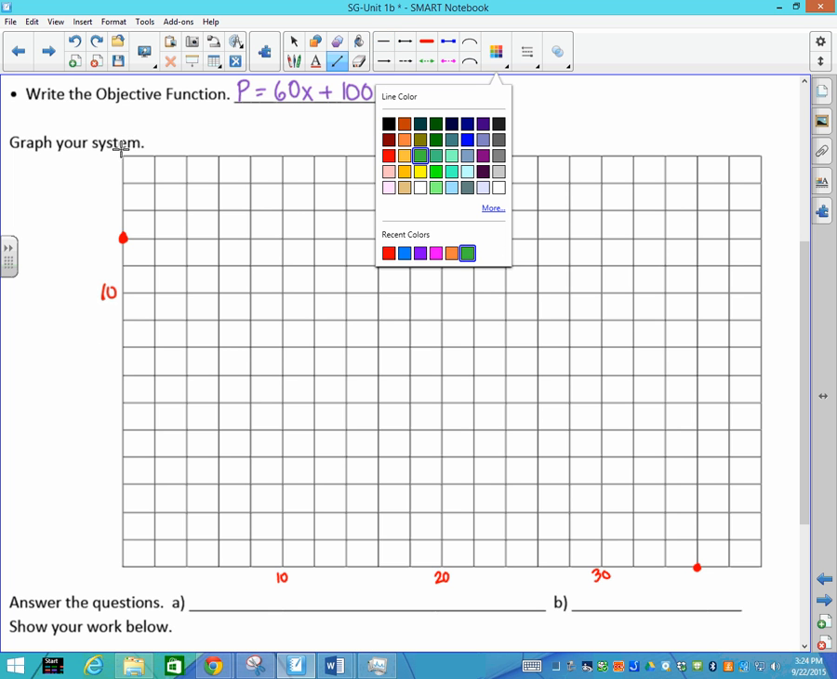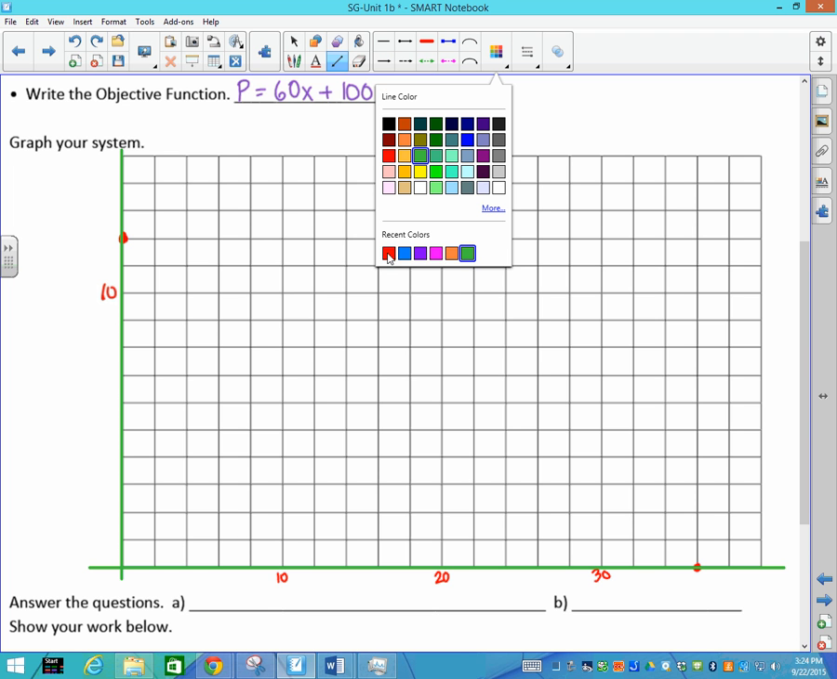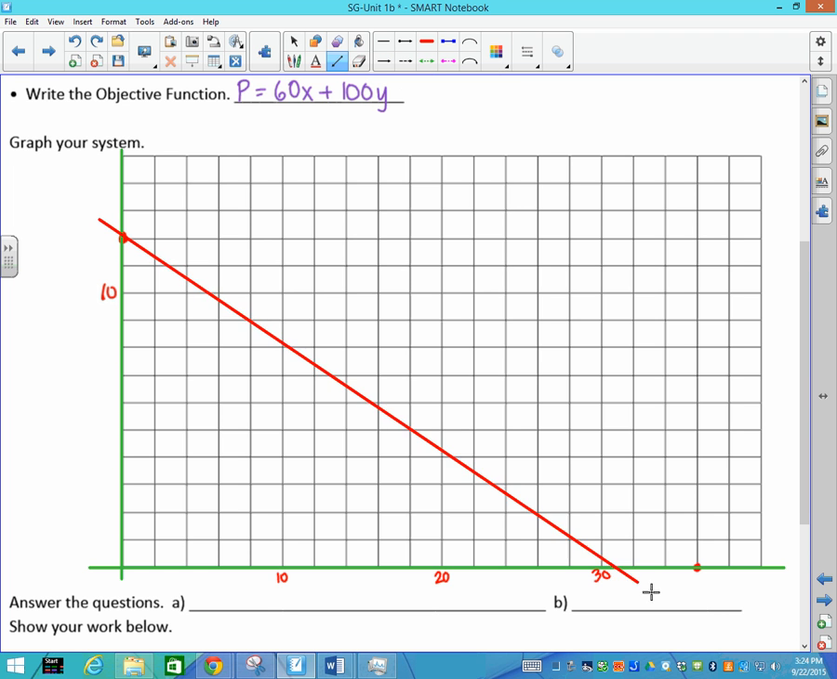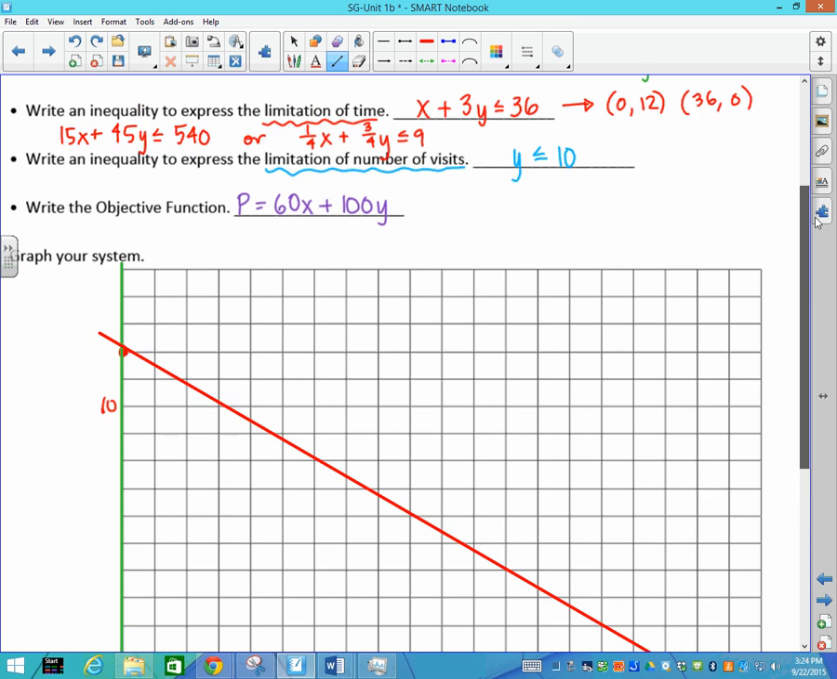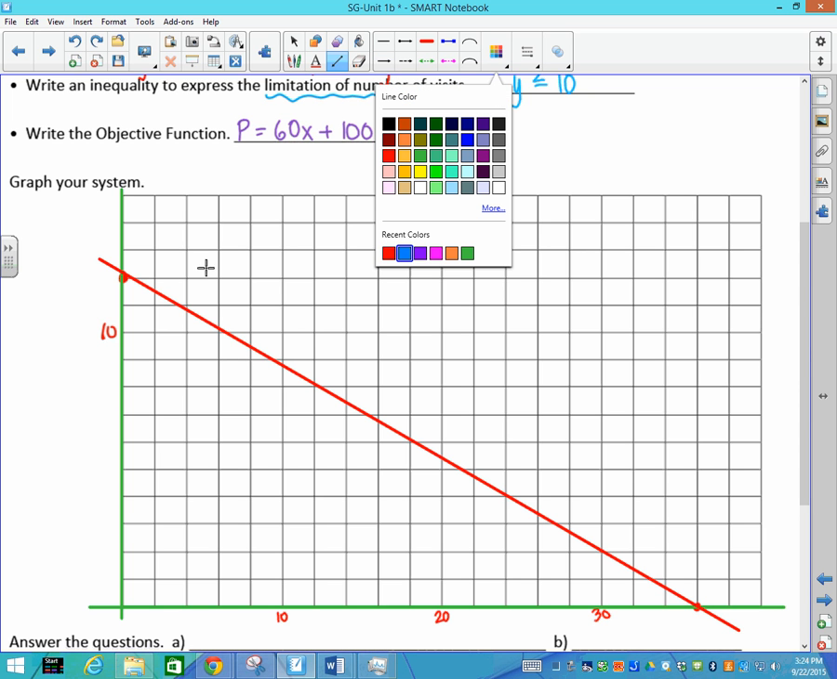So if I graph those lines, I had x and y greater than 0. So x equal to 0 is that line, and y equal to 0 is that line. I connect my two points to get that line. And then the last one is y equals 10. So that line is going to look like this through 10.